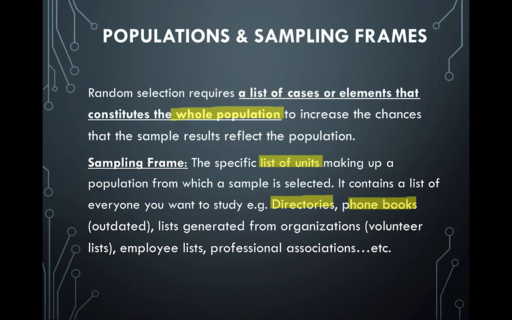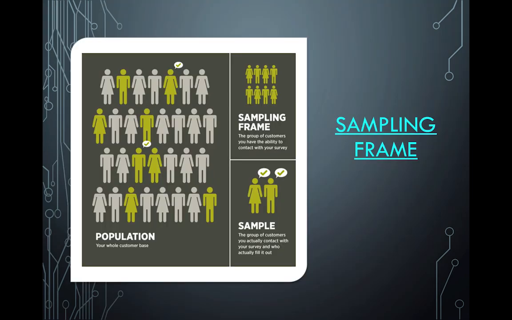Whatever, online versions of phone books, I guess. Lists of people, things like that. Very simple. So you've got your sampling frame, and you use the sampling frame to create your sample.